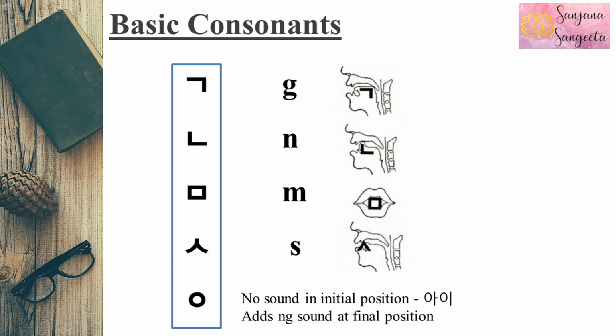This consonant has no sound in initial position, but it adds an ng sound if it is present at the final position. For example, this word becomes a, e because the first consonant has no sound.